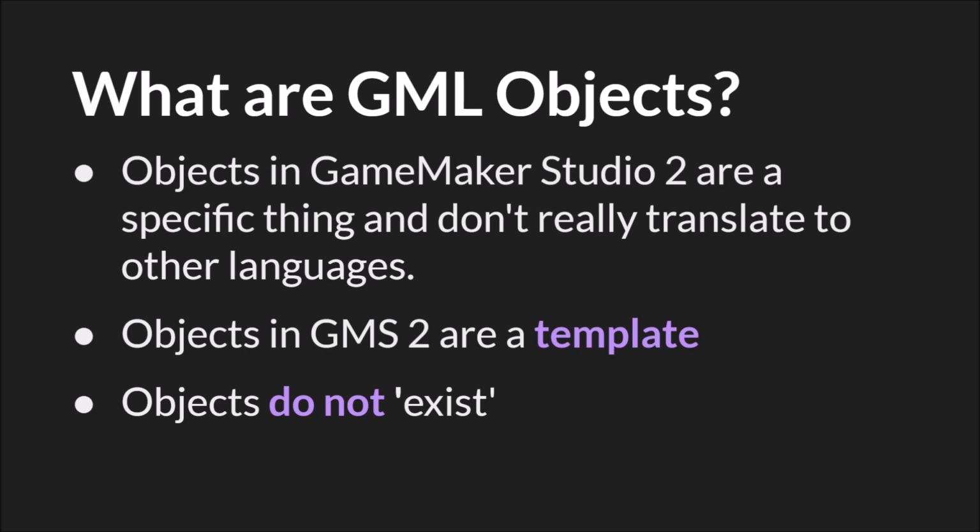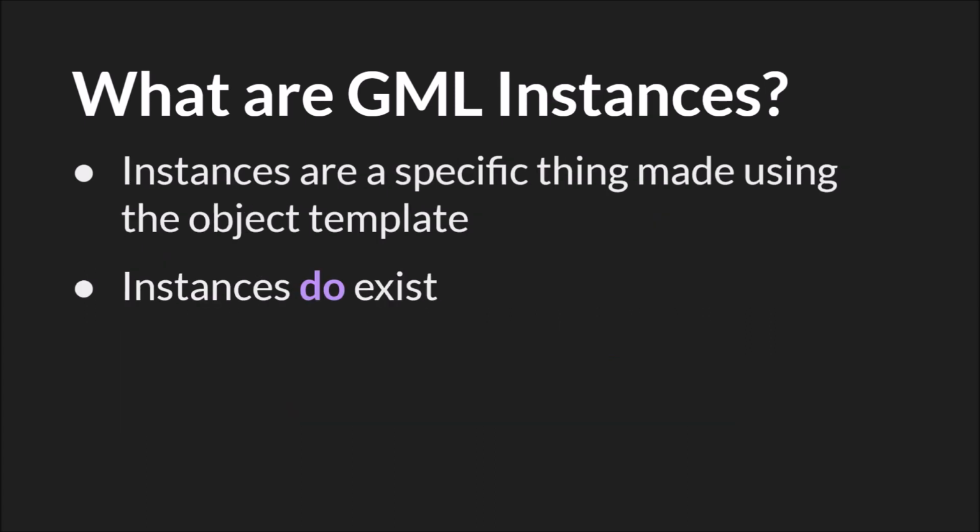The most important thing to take away about objects in GameMaker Studio 2 is that they are templates. You can think of them like blueprints or recipes. They don't actually exist when you run your game, at least not the way that you might think they do. Instances are specific things made using the object template, the object blueprint, and they do exist. If you have a blueprint of a chair, that blueprint exists as a blueprint, but there's not a chair there. It's just a recipe or instructions for how to make a chair. Once you make a chair, that chair does exist. So the blueprint is the object, and the chair is the instance of that object.